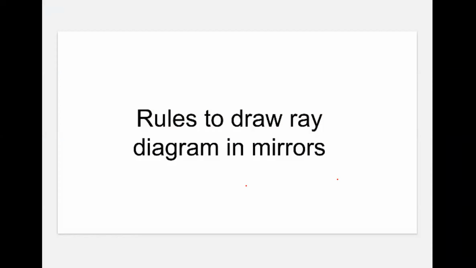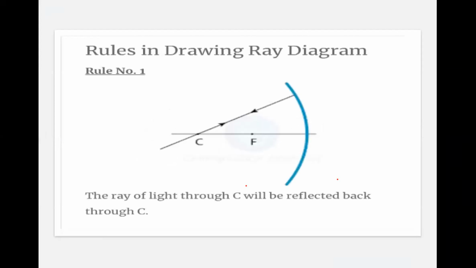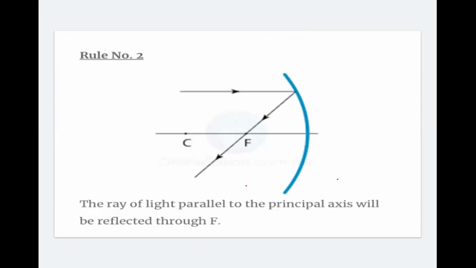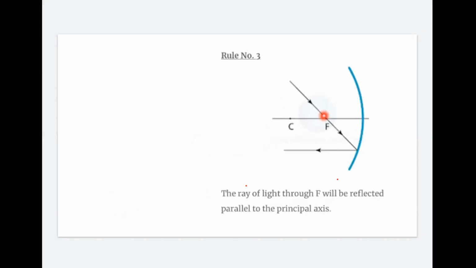Then we saw rules to draw ray diagram. There are basically three rules. When the ray of light passes through the center of curvature, it is reflected back through the center of curvature itself. When the ray of light is parallel to the principal axis, it always goes through the focus after reflection. The third rule that we saw is: if the ray of light passes through the focus, it is always parallel to the principal axis after reflection.